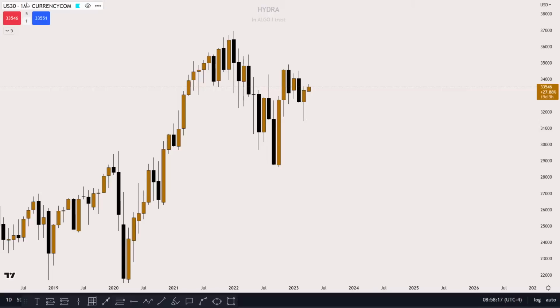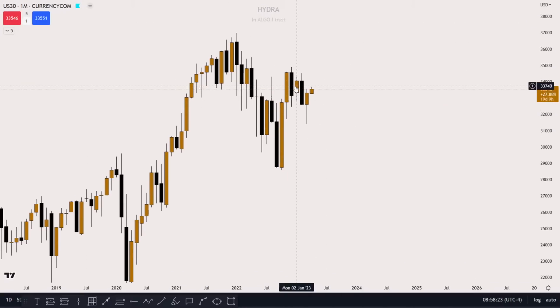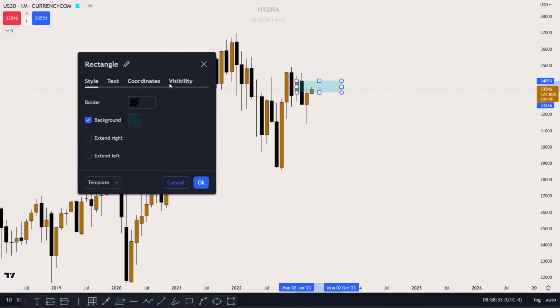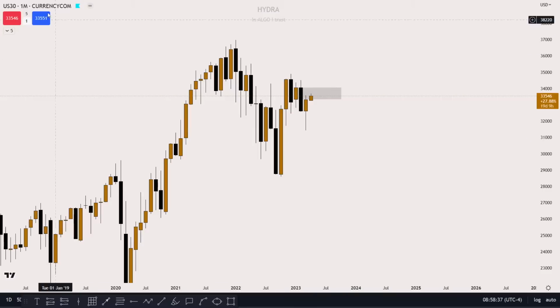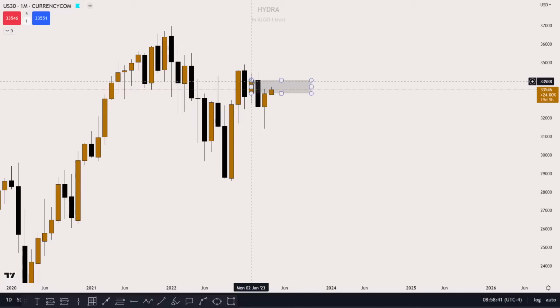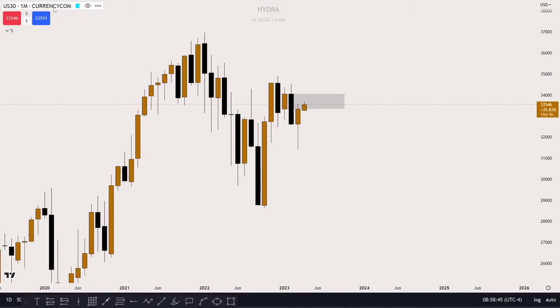So let's start. I'm on US 30 and it's on the monthly chart. And what do you see here? I see an order block right here. Let me mark the order block, and I'm only going to mark the body of the order block. Don't worry, we'll go to the lower time frames, but we'll start our markings from the monthly chart. So that's our order block, right? So that's what we marked from the monthly chart.